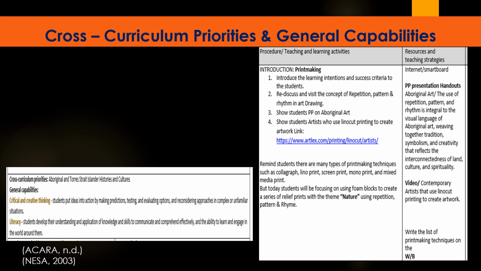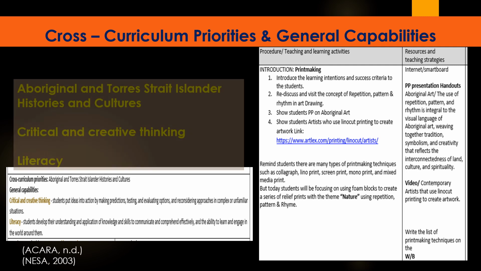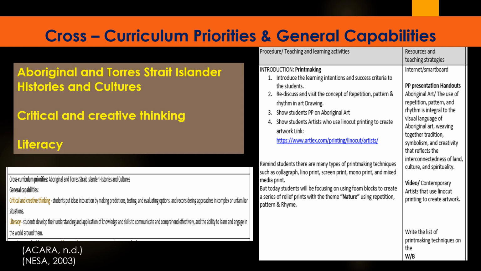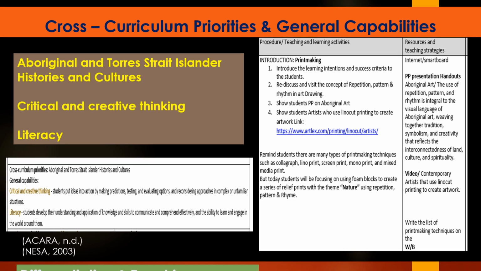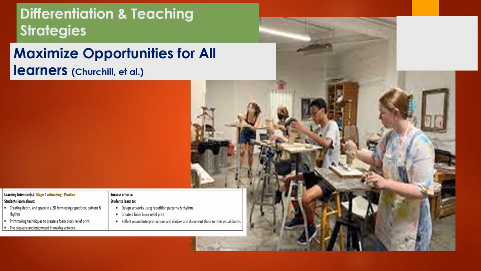Cross-curriculum priorities and capabilities, literacy, and critical and creative thinking are embedded into the programming of the lesson plan. Students learn about how visual arts conventions communicate meaning by comparing artworks from different social, cultural, and historical contexts, including Aboriginal and Torres Strait Islander artworks. Differentiated content of printmaking processes, materials, and techniques is relevant, authentic, and engaging, and provides a reasonable challenge to all students to demonstrate what they know and can do.